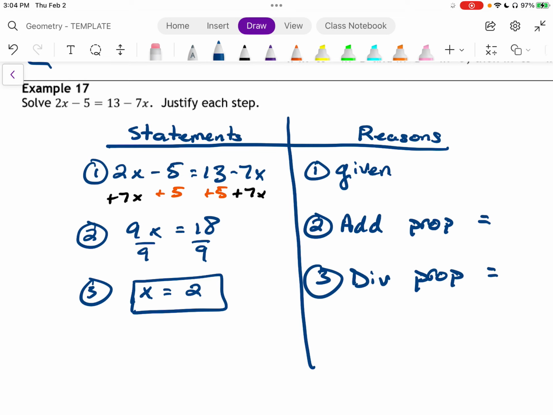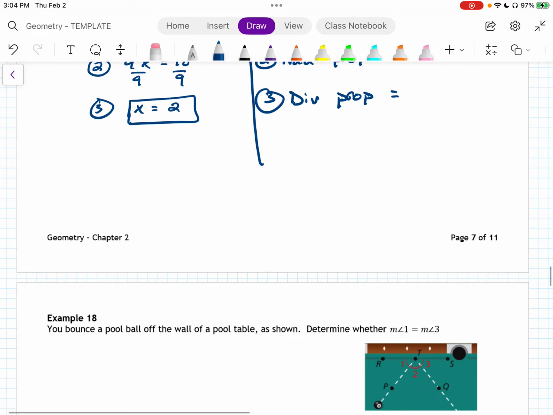We have our steps. We have everything explained out as to what we did, right? This whole justify each step, that's writing our reasons down. Okay, there we are. Let's scroll down. Let's look at another one.